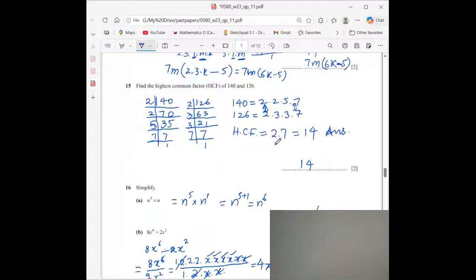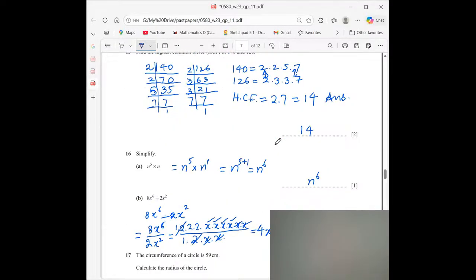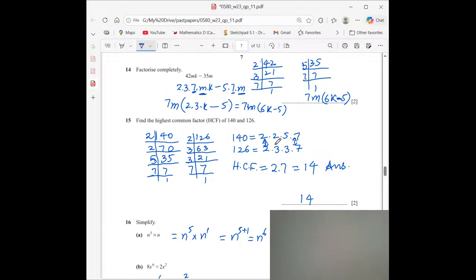So these are the questions we are solving. First, we had to factorize this completely. Let's look at that. What is the content of this video? We had to factorize 42mk minus 35m. So we know that both are divisible by 7. So 7 is the common divisor, and both have the m. So we can take 7m as common.